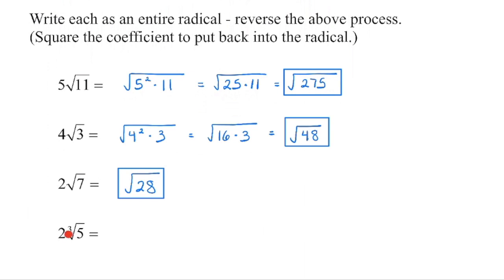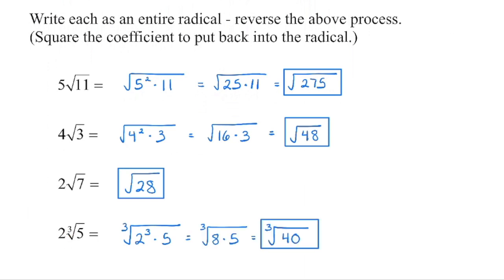Now, this is a cube root. We cube rooted the 2 to pull it out, so when we put it back, we're going to cube it. So we now have 2 cubed, which is 8, times 5, which is 40, and don't forget, because this is a cube root, you have to make sure that you have the 3 in that index.